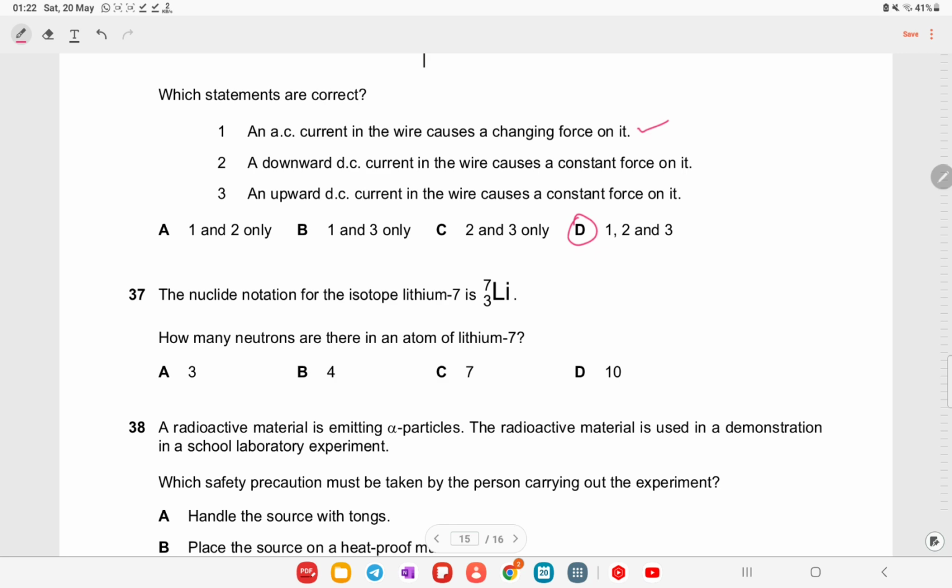Okay, the nuclide notation for the isotope lithium-7 is this. How many neutrons are there in an atom? Neutrons: 7 minus 3 equals 4, so B is your right answer.